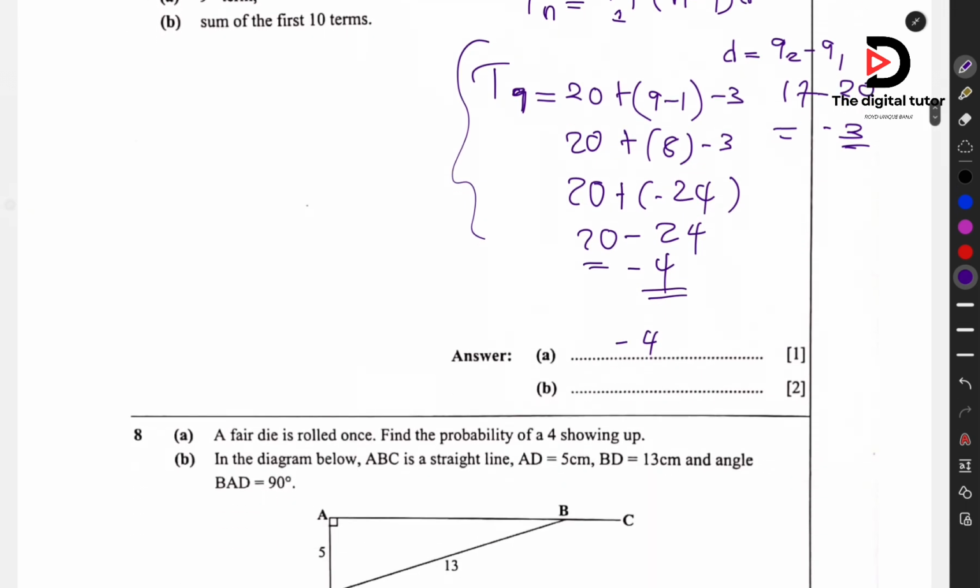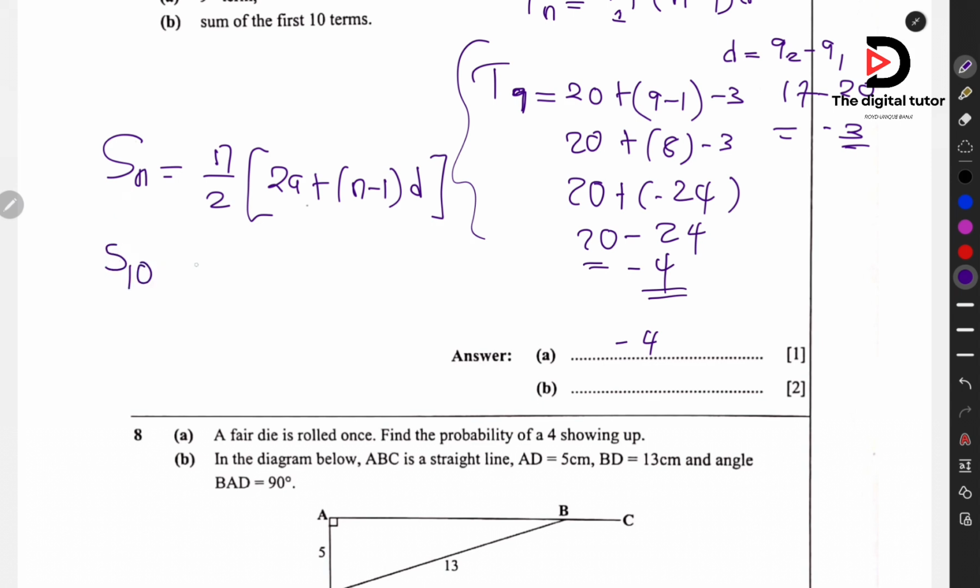Then the second one, the sum of the 10th term, or the sum of the first 10. So also there's a formula that you use. The sum of the nth term is equal to n over 2, then 2a plus n minus 1 multiplied by the common difference. That is the one that you use. Now here is the sum of the first 10, so where there's n, we put a 10.